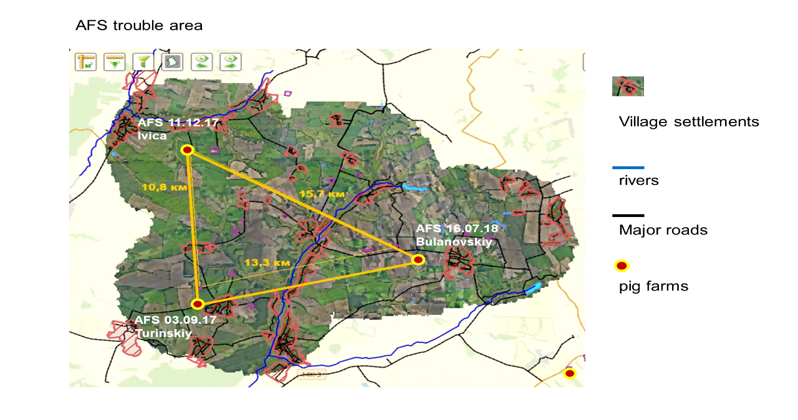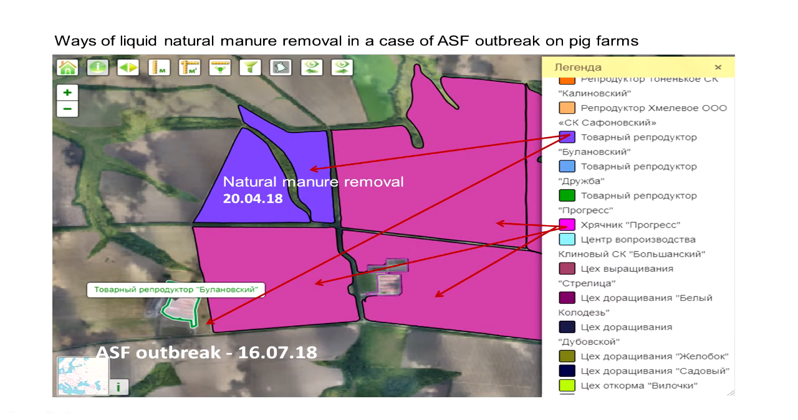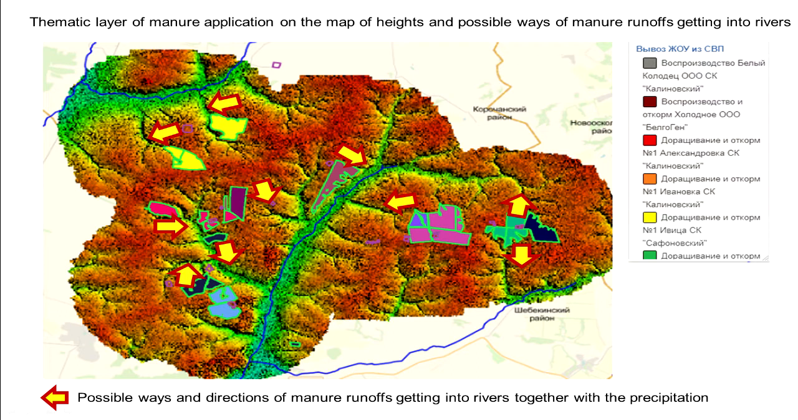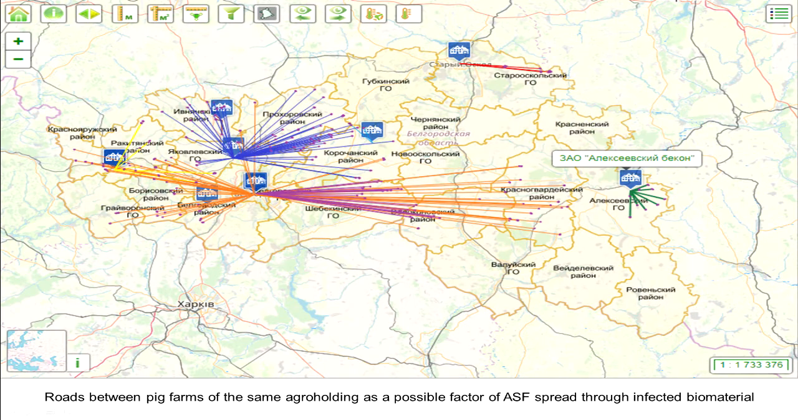For example, in the Belgorod region, there were 3 ASF outbreaks in pig farms in the period of 1.5 years. The distance between them is from 10 to 15 kilometers, shown on this slide. Manure removal from pig farms to fields. The manure that may probably contain the ASF virus may enter water bodies, for example rivers and lakes, together with atmospheric precipitation. And this is one more factor used in our model: transport and economic links between pig farms.